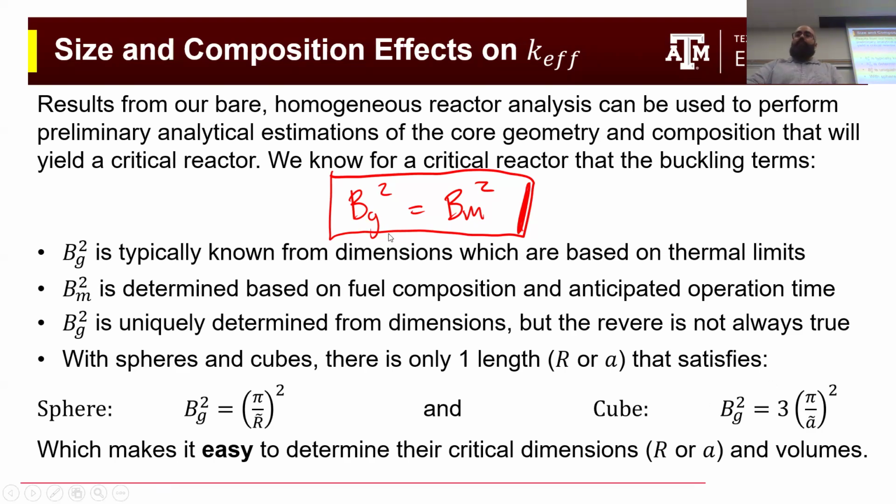Same thing with the cube. If I plug this in here for BG squared, I know what my material properties are, I can get A by itself. And if I get the side length of that cube by itself, then that's the critical dimension of the cube. If I take the volume of the cube by doing A cubed, then I can get the critical volume of that configuration. So if it's a sphere or a cube, it's very easy to get those critical dimensions because there's only one dimension that I have to find.